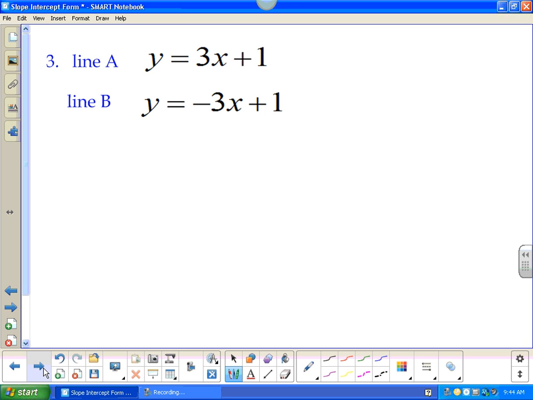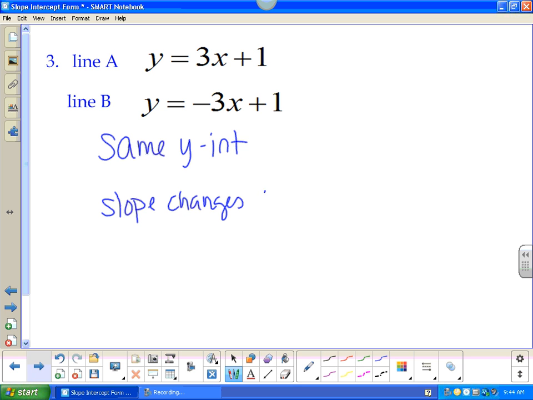Okay? Are the slopes the same on this problem? And the answer is no. One's a positive 3 and one's a negative 3. If you'll notice, their y-intercepts are the same. So I'm going to say same y-intercept. Slope changes from, starts out as positive and goes to negative. So that means it changes from uphill to downhill.